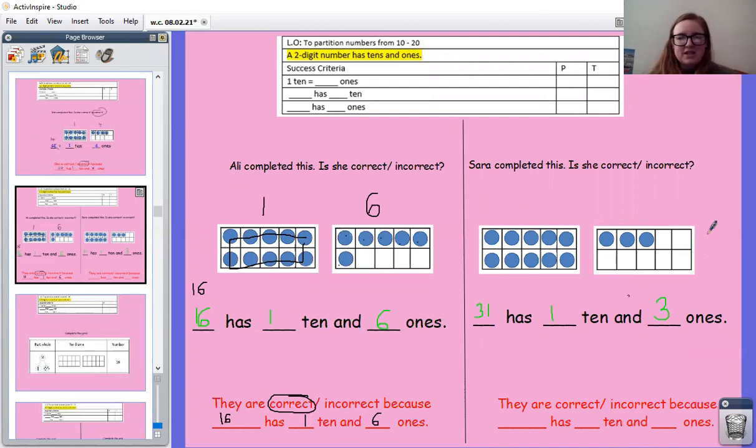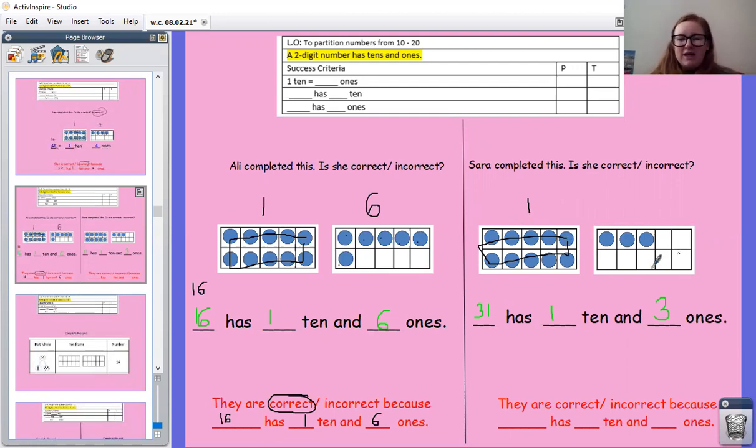How many complete tens frames do we have? We have 1 complete tens frame. Fantastic. So we have 1 ten. This complete tens frame represents our 10 and we only have one of them, so we have 1 ten.